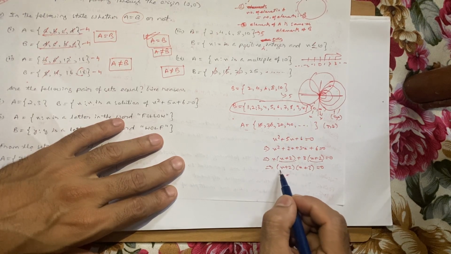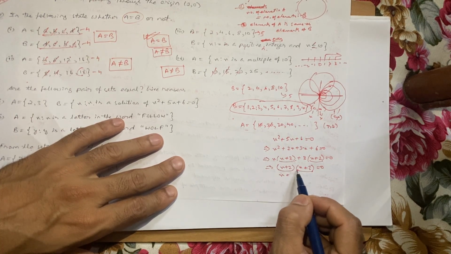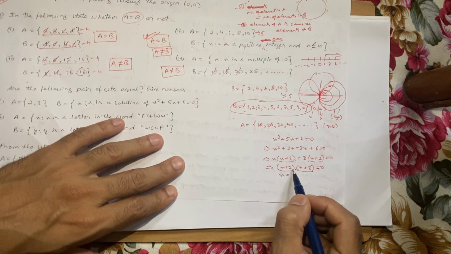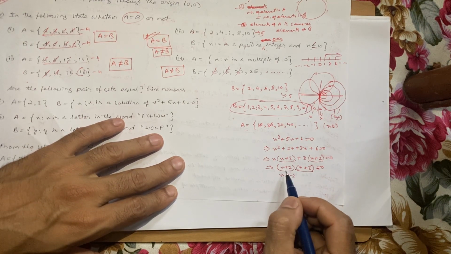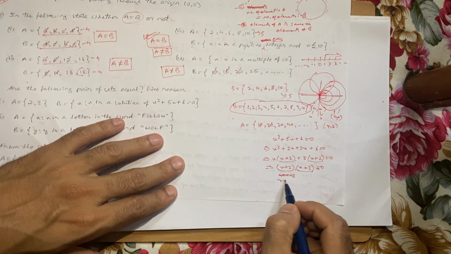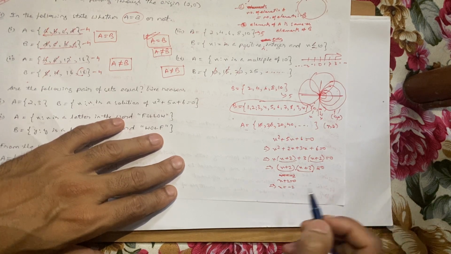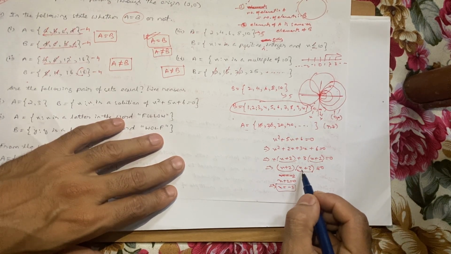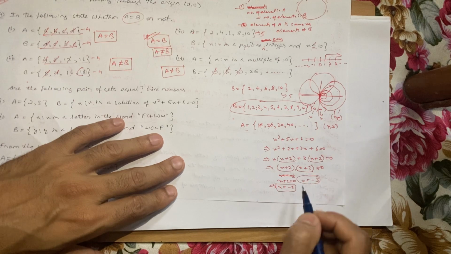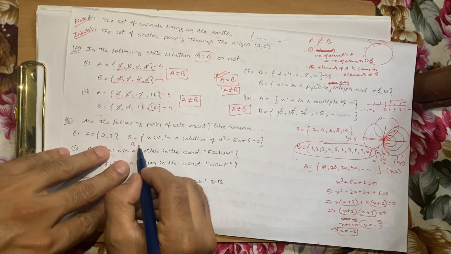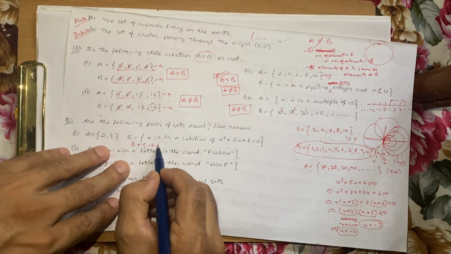So x is equal to what? Either this is 0 or this is 0, because the multiplication of these two terms is 0. So if x plus 2 is 0, then x is equal to minus 2. In this way, x plus 2 is equal to 0, then x is minus 2. Take the plus 2 to the other side, it becomes minus. And if this is 0, then x is equal to minus 3. So I got two values of x. So set B is minus 2 and minus 3.